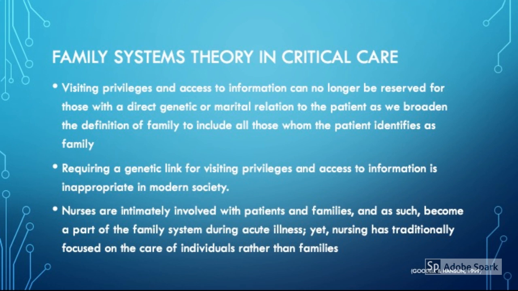This theory is very important in critical care as nurses sometimes make assumptions about family members in the critical care setting. So this theory says that visiting privileges and access to information can no longer be reserved for those with a direct genetic or marital relation to the patient, as we broaden the definition of family to include all those whom the patient identifies as family. Requiring a genetic link for visiting privileges and access to information is inappropriate in modern society.